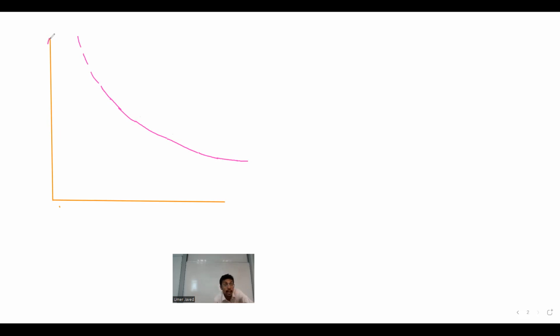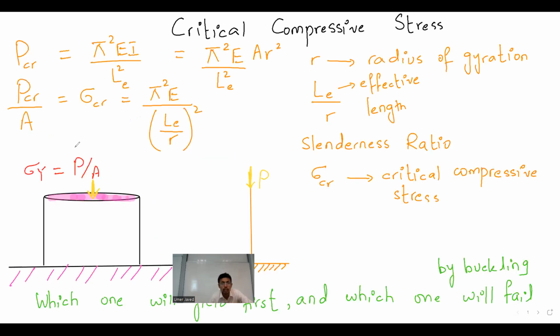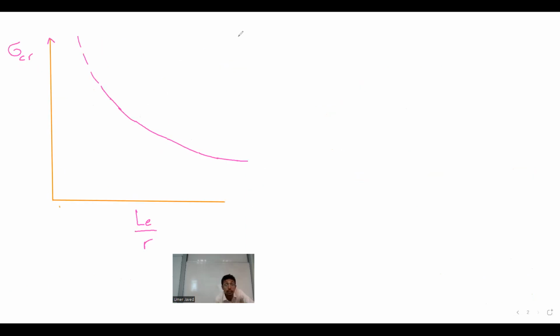The y-axis has sigma CR, the x-axis has LE over R. And in case you are getting confused, I actually write this formula, sigma CR is equal to pi square E over (LE over R) square, on MATLAB or whatever. And I started making this plot. And this is my observation.